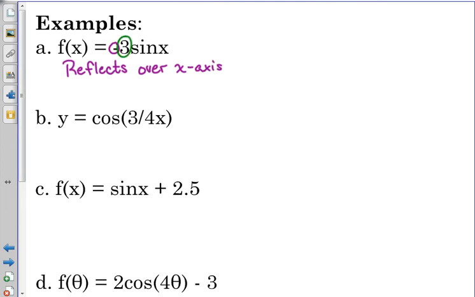And the 3 changes our amplitude. Our amplitude is now 3. Yes, that is a vertical stretch. They may ask it in those terms. It is also a vertical stretch, but in our trig-specific terms, we do have an amplitude of 3.